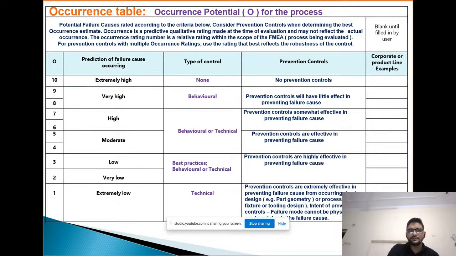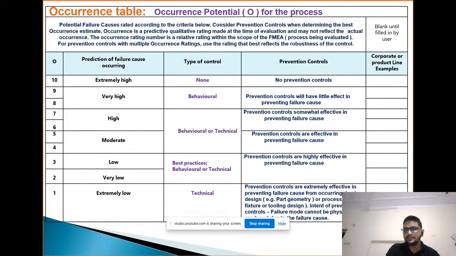In case of rating 4 and 5, the occurrence of the failure cause is moderate, the type of control is behavioral or technical, and prevention controls are effective in preventing the failure cause. In case of rating 3, the failure cause occurring is low, and the type of control is best practices, behavioral or technical. Rating 2 and 3 both: 3 is low and 2 is very low, and the type of prevention control is highly effective in preventing the failure cause.